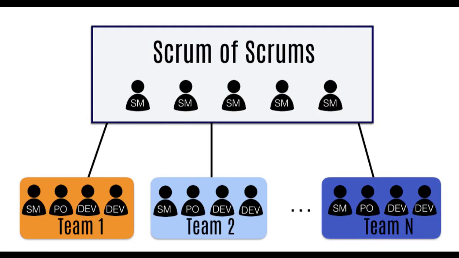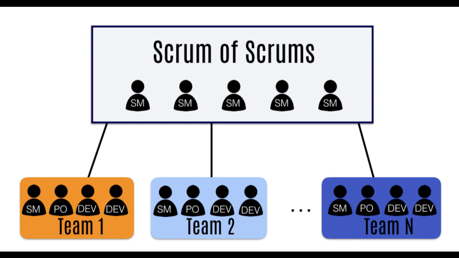organizations or complex projects. So the first one is the Scrum of Scrums, or SOS. Friends, Scrum of Scrums is basically an informal approach to scaling Scrum. It is typically applied when multiple Scrum teams are working on the same product or project.